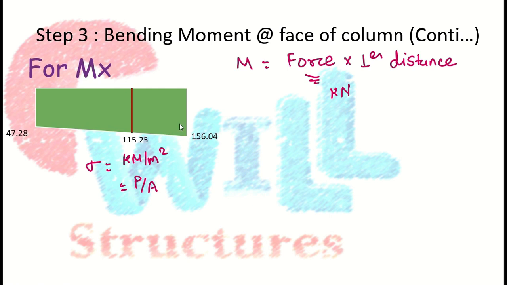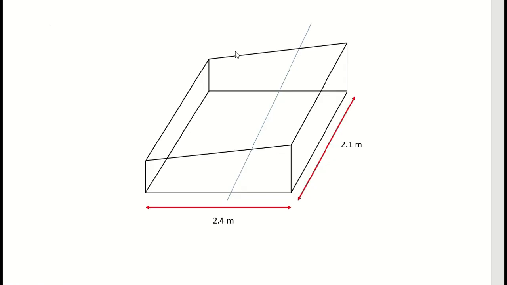Why? Because we have to determine the bending moment at the face of the column. So we have to calculate the area of this trapezoidal section. Now the other thing is, whatever values you are seeing here, that is 156.04, 115.25, kilonewton per meter square, okay, they are just a coordinate of this particular 2D section, right? And we have to determine the area for our complete pressure diagram in 3D. Okay, so here is the complete pressure diagram in 3D.